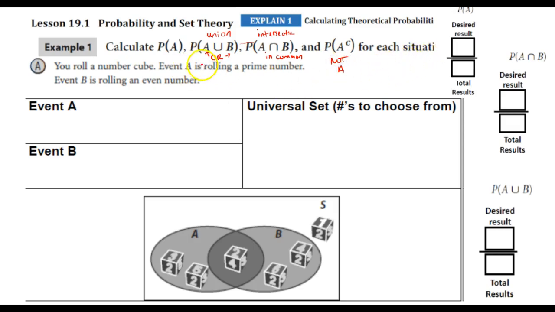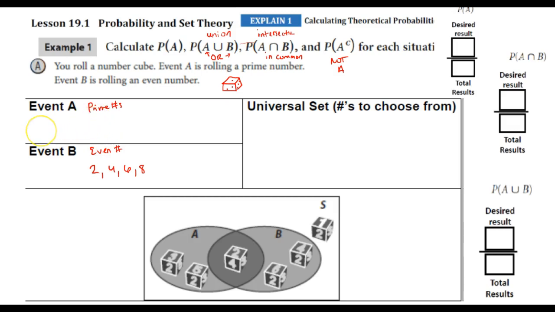But we first have to know what these events are. First things first, it says you roll a number cube. That looks like a 6-sided die, because a cube has 6 sides. Event A is rolling a prime number. Event B is rolling an even number. So let's go over that. Even numbers would be 2, 4, 6, 8. Prime numbers are numbers that are kind of like odds, but not quite.